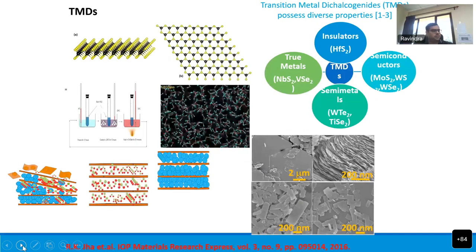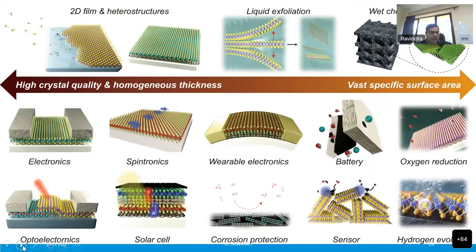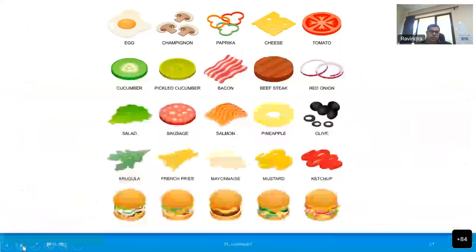I will not go into detail because of the time constraint. TMDs are one of the classes where you have all kinds of materials, from a true metal to pure insulators. So you can fabricate nearly all kinds of devices that you want, made up entirely of TMDs. You can make transducers out of it, you can make receptors out of it, you can develop your passivation layers. Everything you can do with TMDs. And of course they have huge applications, we'll not talk about that.